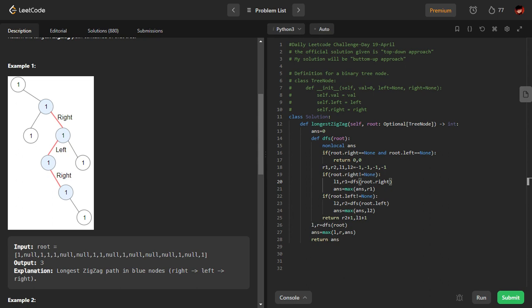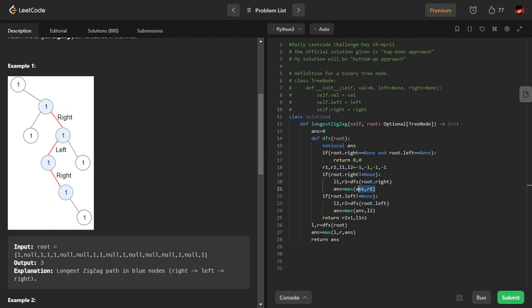Second or third attempt. So I am at my right child. I have called the dfs function for my right child. It will return two values: the maximum length along its left and the maximum length along its right. Because it's already a right node, I only have to consider its left. That's why I am going to consider its left only. You can clearly see that L1 is being carried forward. R1 will not be carried forward, but R1 could have been the answer.